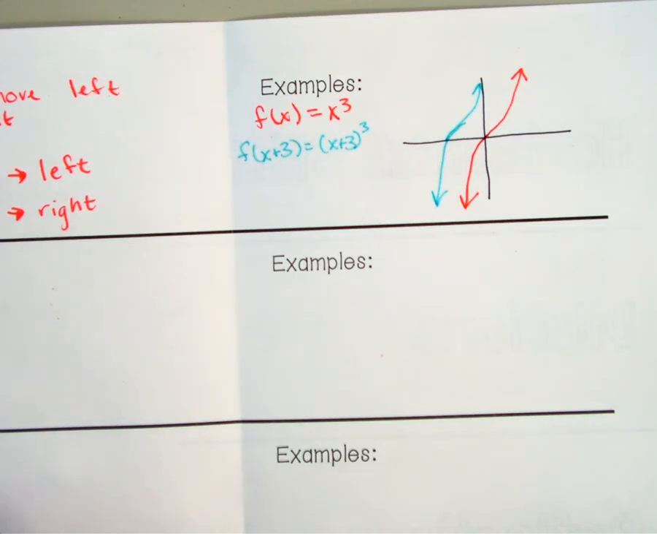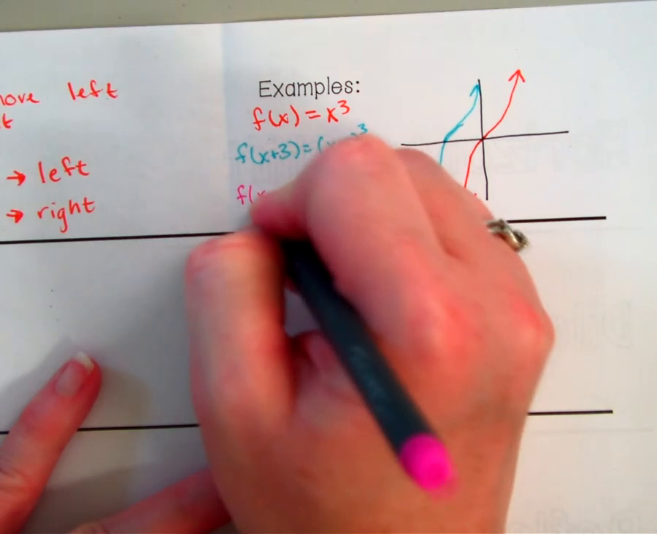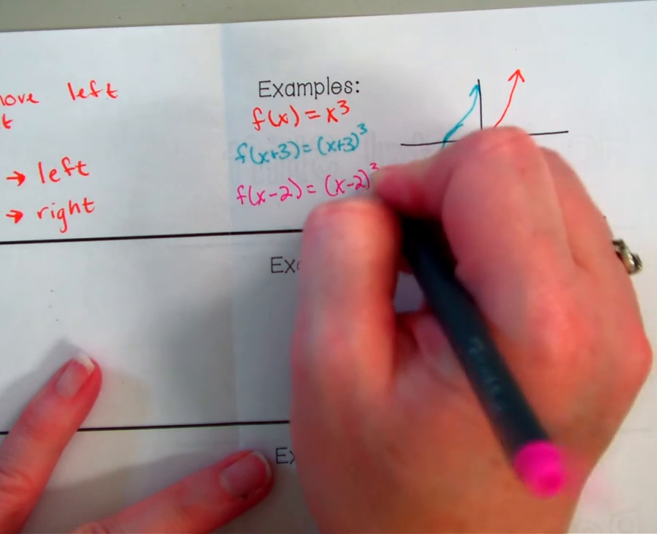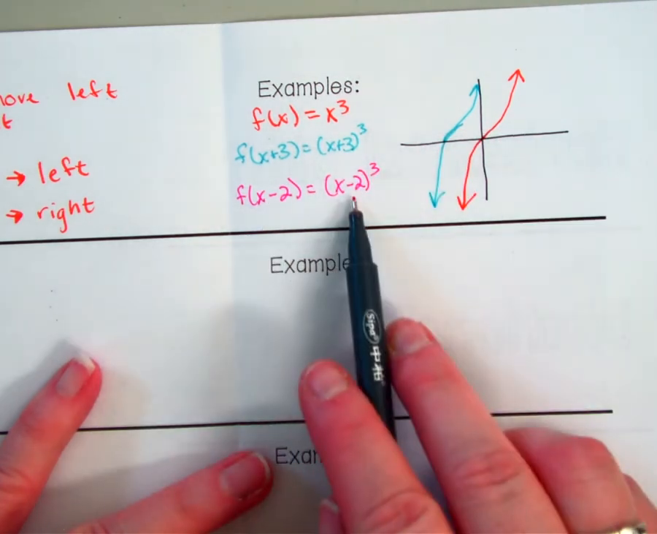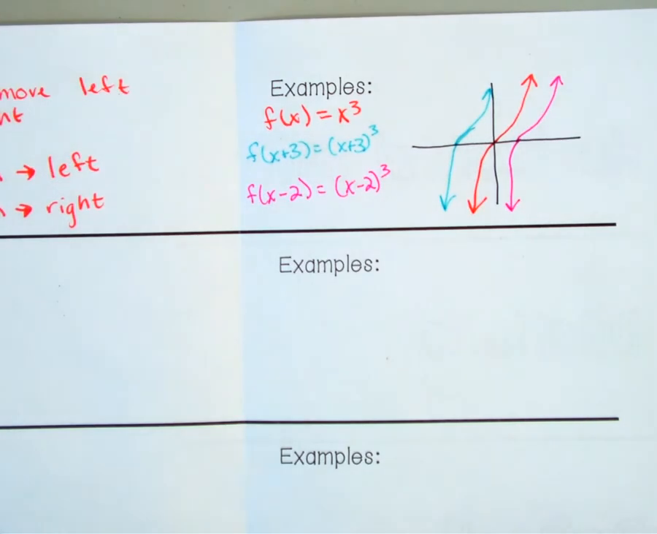Or if we decided to go to the right, again, here's our function notation of how that would look. Here's what it would look like in our actual equation. They would put parentheses around it. And that's going to move our graph over to the right there. Those are our horizontal shifts.